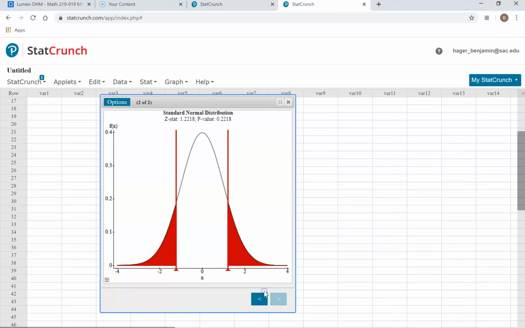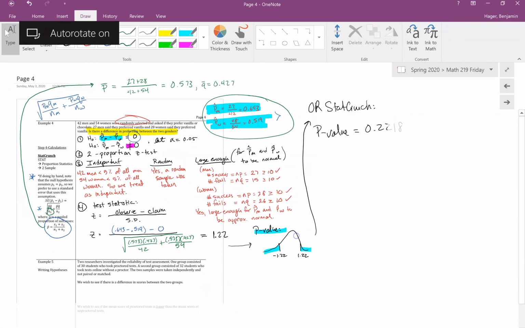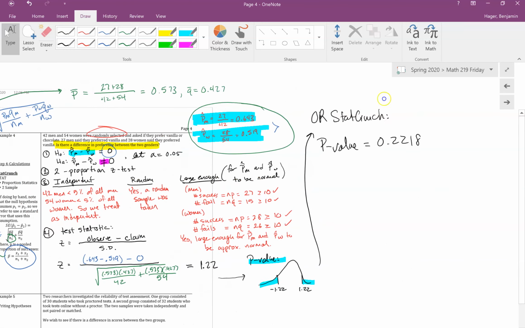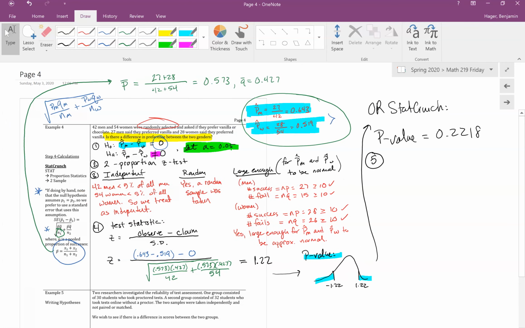Okay, so here we got a p-value of 0.2218. All right, so how do we interpret this then? Last step is interpret our results. The lowest percentage we were comfortable going with, we said, was 5%. We went with alpha equals 5%.